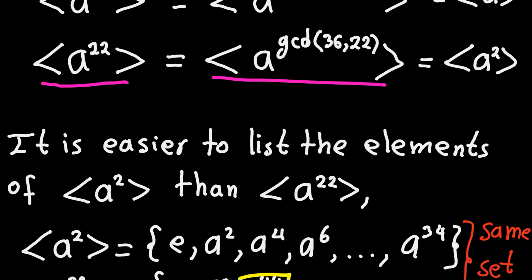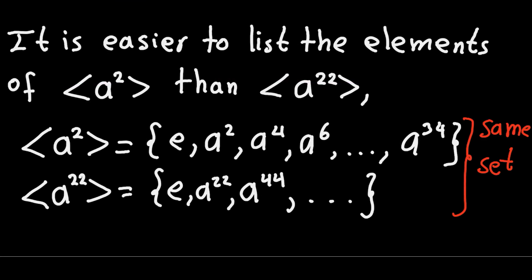So let me emphasize that point a little bit more, with this example. It is easier to list the elements of this subgroup represented in this way than this one. These two are the same subgroup. They represent the same thing. But it's easier to represent it like this than doing it like this. By representation, I mean put down the list of the elements.